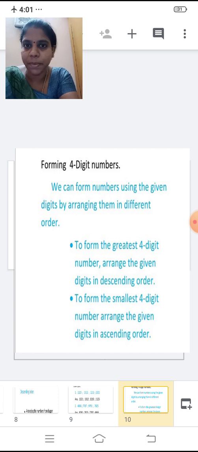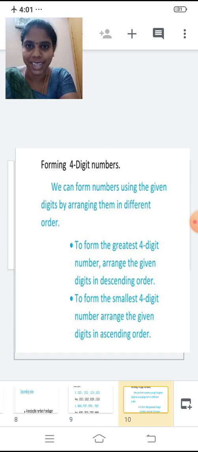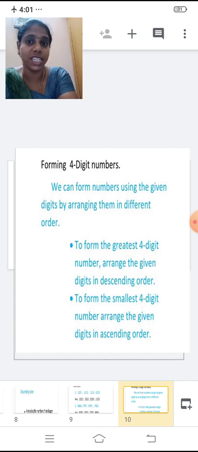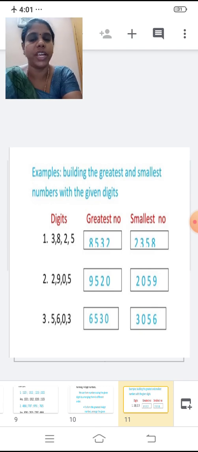To form the greatest number, what you have to do? You have to arrange the digits in descending order. That means from big to small. Yes. So next, to form the smallest 4-digit number, we have to arrange the digits in ascending order. Shall we see some examples of how to form a 4-digit number with the given digits? Yes. How to build the greatest and smallest number with the given digits.